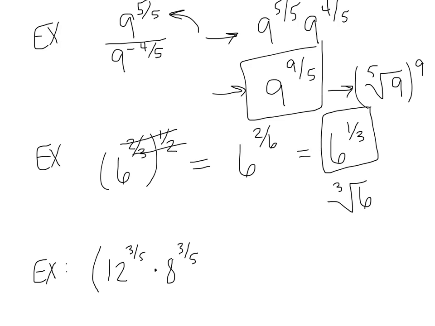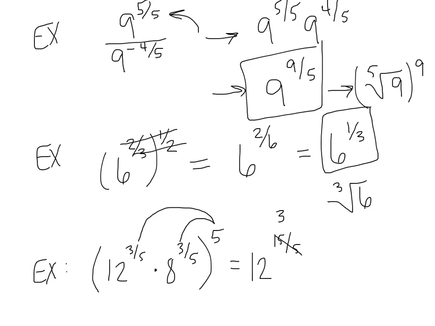So we can't put these together because their bases don't match. It's a 12 and an 8, and the bases have to match to add the exponents. And it's all raised to the power of 5. So this is the one where we have distribution. We'll distribute this 5 to both of the exponents, and then you'll see that this becomes 12 to the 3 times 5 over 5, which is 15/5, which reduces to 3.